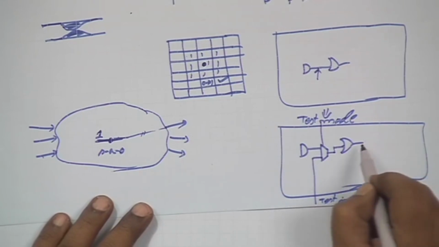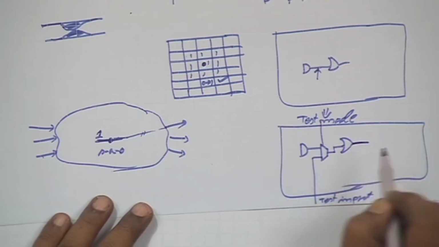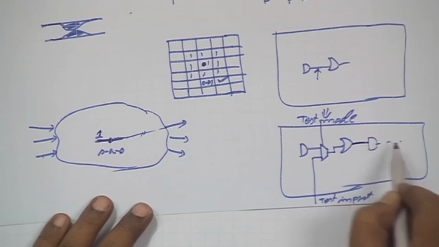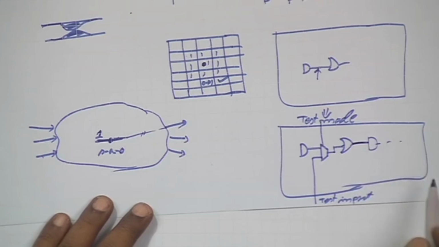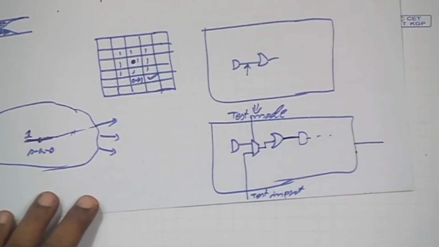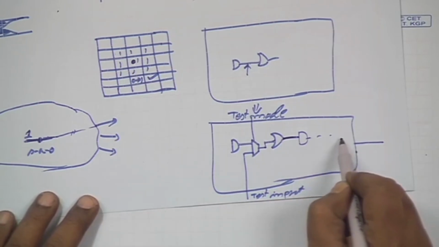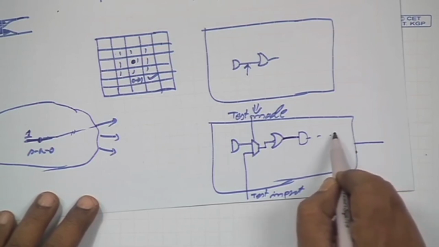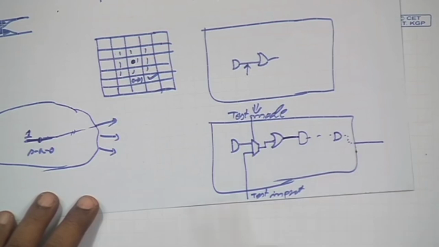Similarly, if we want to observe the value at this point, it may be difficult because it may be feeding some other gates, so it is difficult to see the output. What we do is select one primary output onto which we want to visualize this point. If this primary output is finally coming from some gate, say this gate, it is connected to this primary output.